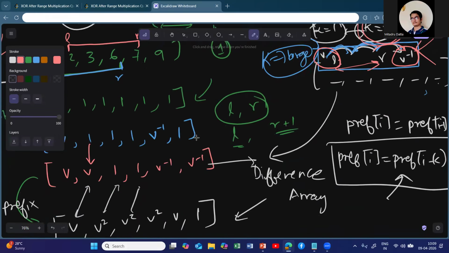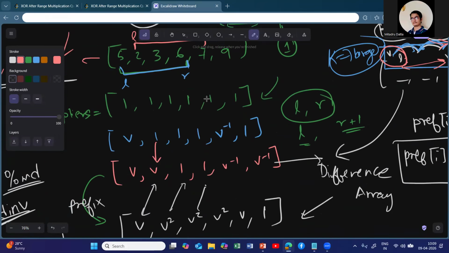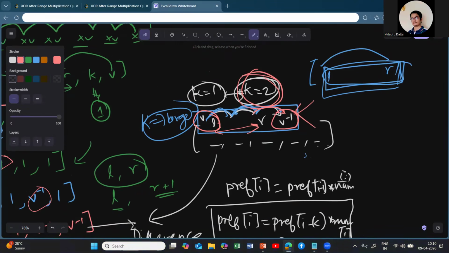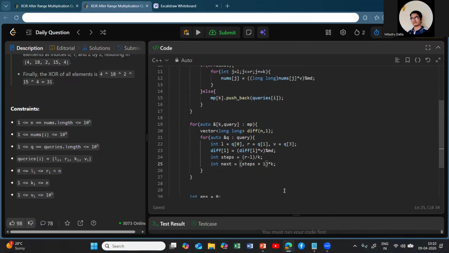Why? As I have told you, from L to R, the V inverse we placed above R, right? So for k not equal to 1, as we are skipping k terms, we need to see what is the last element where we skipped R. So one step more I take and multiply by the step size. That way we get the next index number.